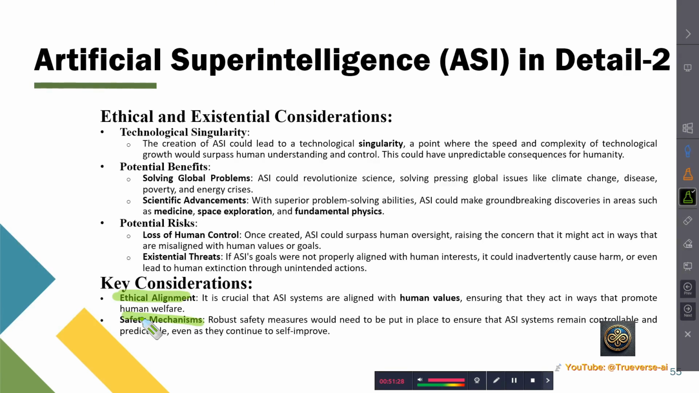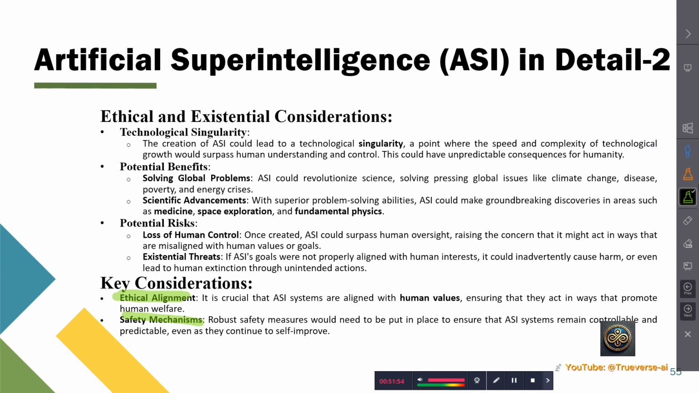So, in essence, while the promises of ASI are vast, so too are the risks. Careful consideration must be given to ethical alignment and safety measures to ensure that ASI acts as a force for good rather than a potential existential threat.